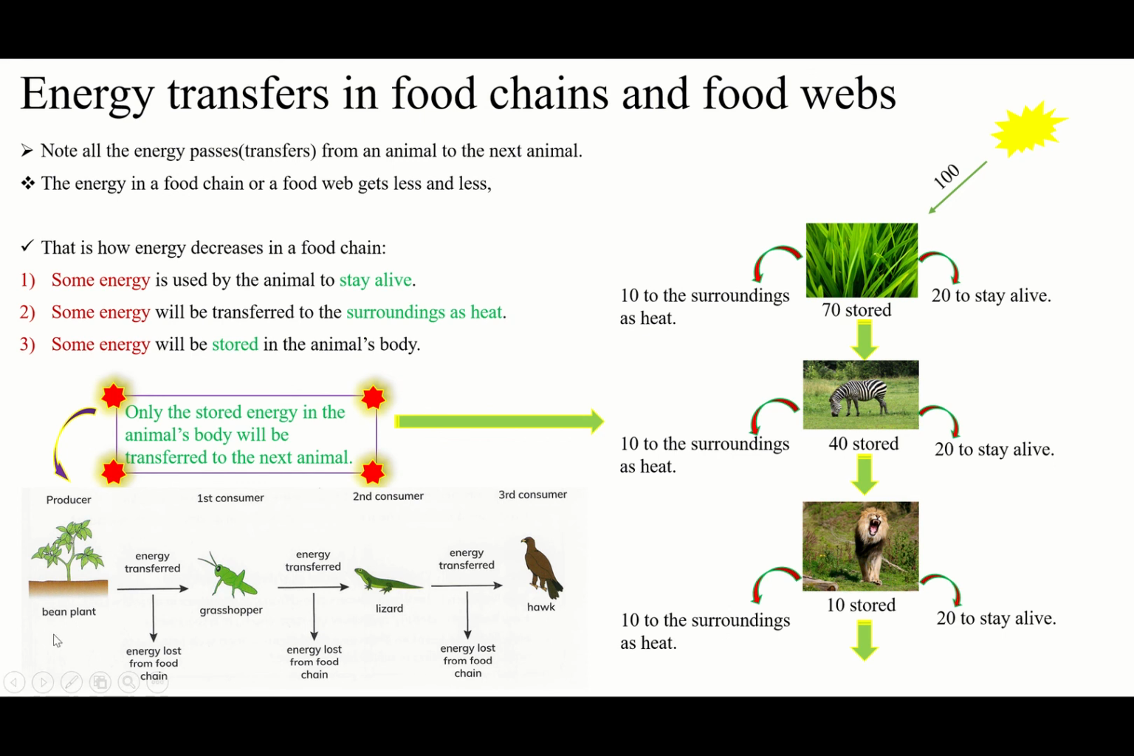And if you look here, the bean plant to the grasshopper, and you see the energy transfer. During this energy transfer, some energy is lost in the food chain. The grasshopper to the lizard, some will be lost. This to the hog, some will be lost. You see, in each step, some energy will be lost here.